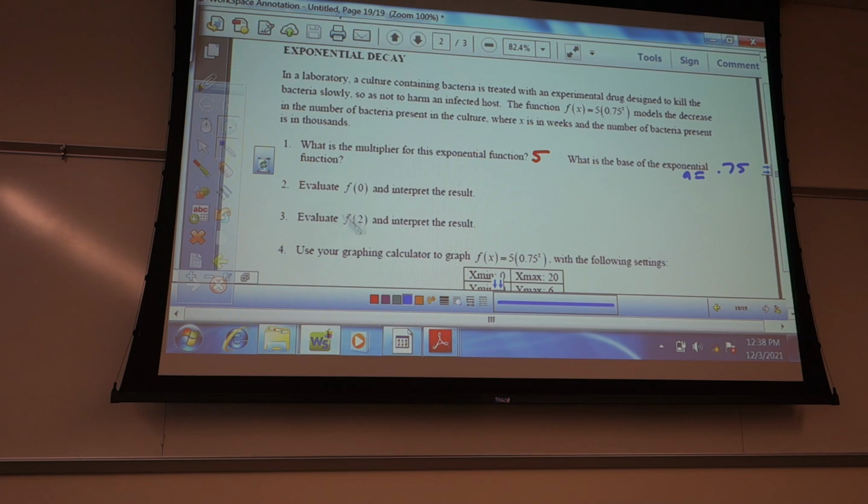All right, so evaluate f of 0 and interpret the result. Put in 0 for x and find what you get. Everybody do that. Put in 0 for x and interpret what you think the result to be.